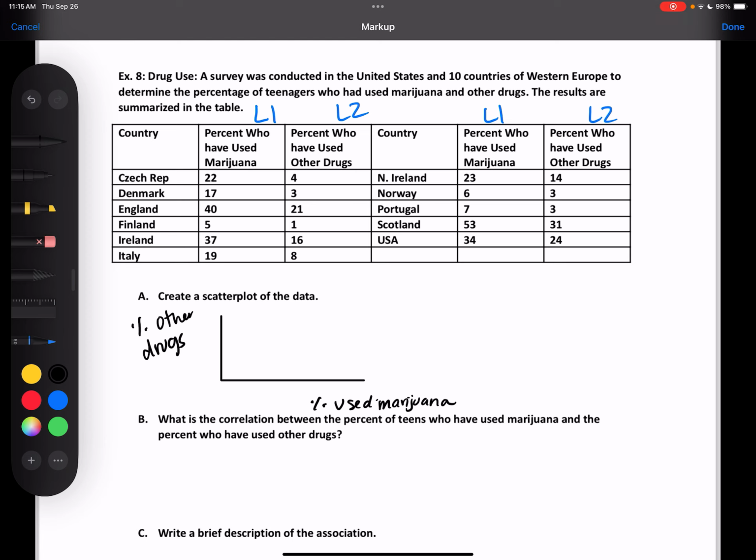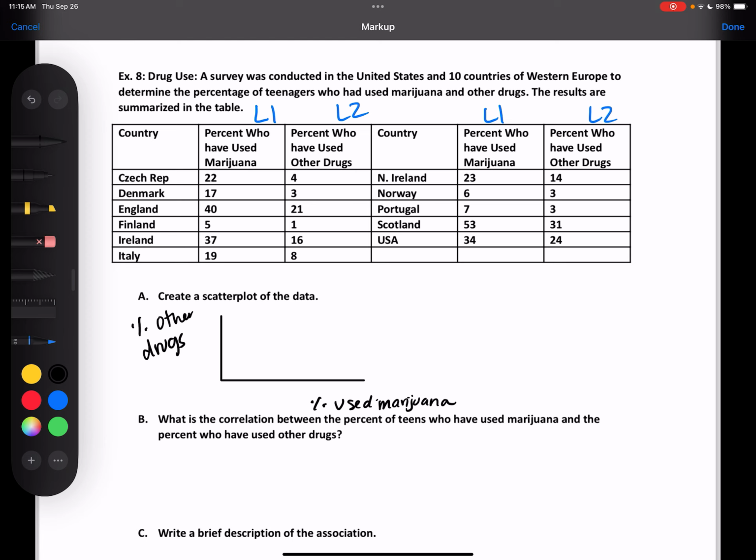And then you're going to hit zoom. How do you make it L1? I need to change it to L1. Hit second stat, and it brings up the list names, and then you just pick which one you want. Okay, alright, now I'm good.